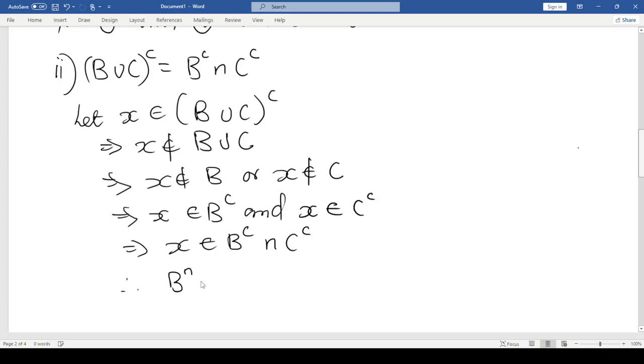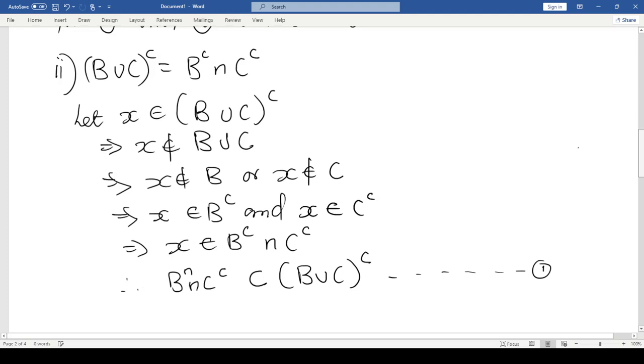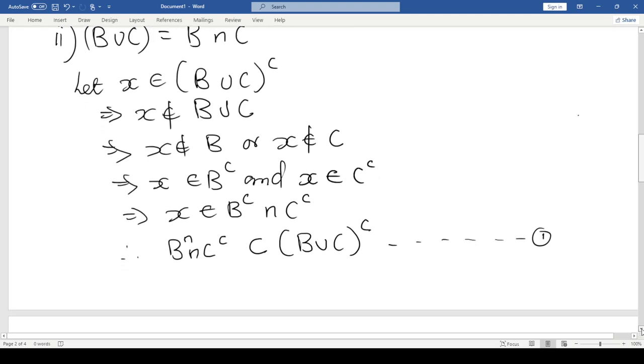So then therefore we have that B union C complement is a subset of B complement intersection C complement like this here. So we name this one as 1 here. Then we also need to prove the other way around.